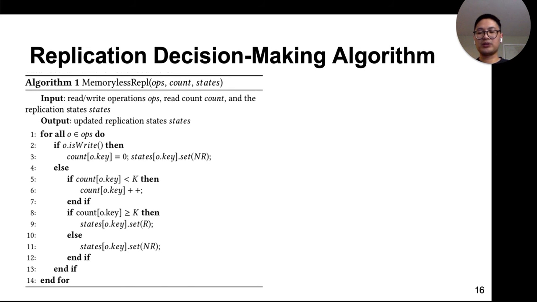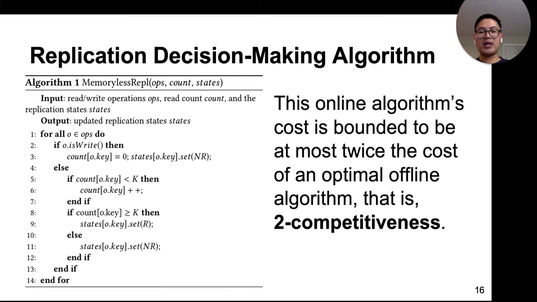And here's the pseudocode of our decision-making algorithm. In the paper, we have proved that the competitiveness of this algorithm is bounded by a constant value, which is 2.